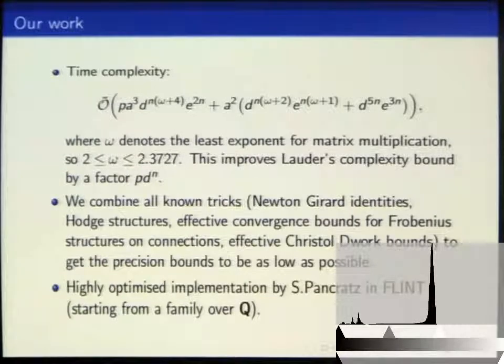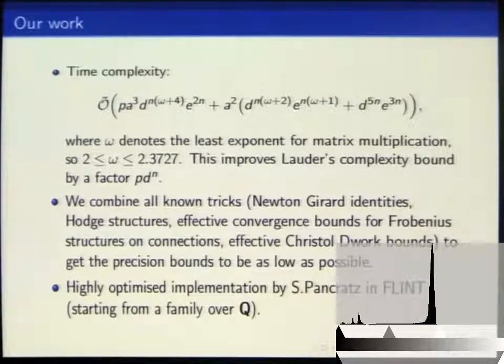So some of the things that Kieran talked about, for example, these Newton-Girard identities and the Hodge structures. Both of these tricks have been mentioned in the papers, but I think not in the same paper at once, and you can really combine them, because if you put them together, you get something more efficient than if you do them separately.